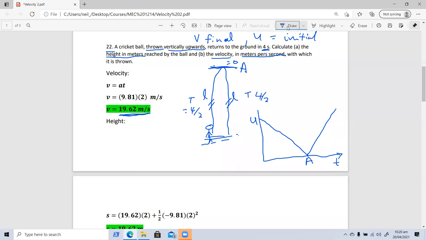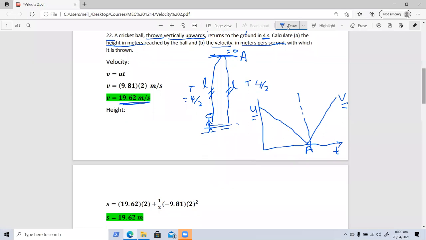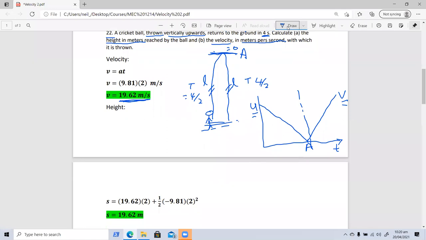Okay, good. It's slowly decelerating, then it's going to accelerate back up to V. Because it's essentially symmetrical this way, we're going to find something weird. We're going to find the initial velocity and the final velocity are the same. So we can use our formula.